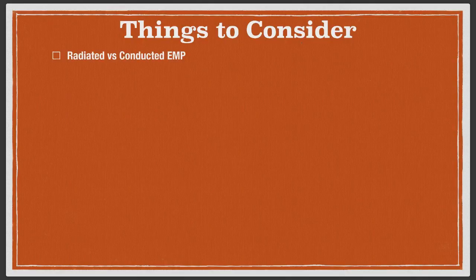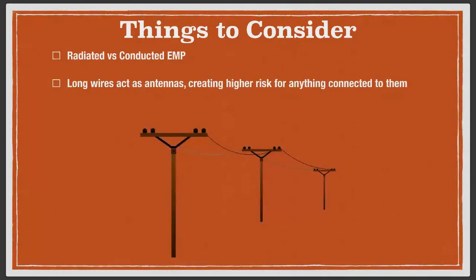And based on small-scale tests, it appears that the conducted effects of an EMP are likely to be much more hazardous for your equipment than the radiated effects. So in other words, what is flowing through the wires is generally going to be more damaging than what is flowing through the air. The second thing that I want to consider here is that long wires act as antennas, creating higher risk for anything connected to them.